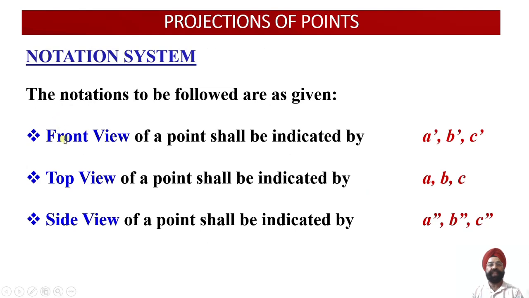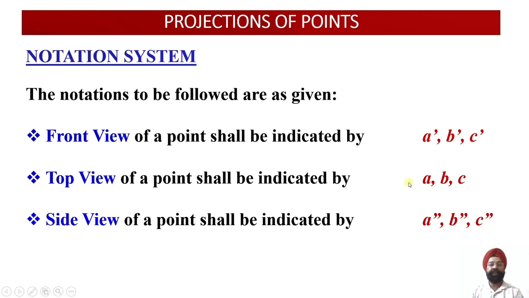So the notations are just like this: the front view of a point shall be indicated by a dash, b dash, c dash. That is, all the small alphabets we are going to use to represent the front view, followed by the dash. So whenever in any given engineering drawing you are given that the point's name is either a dash or b dash or c dash for that matter, we will automatically understand that we are talking about the front view of the point.